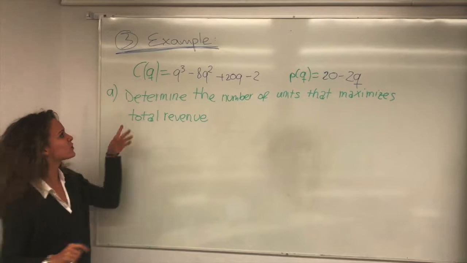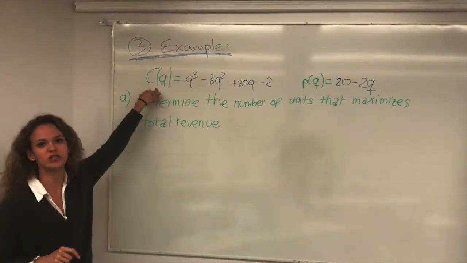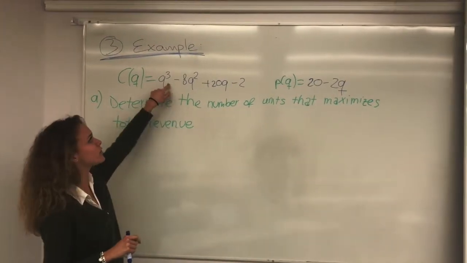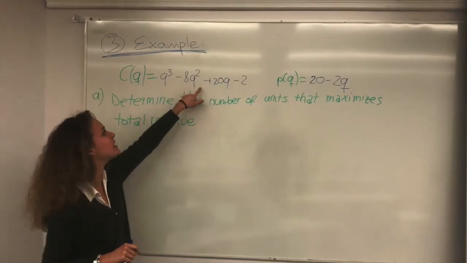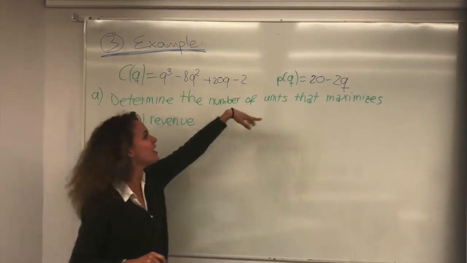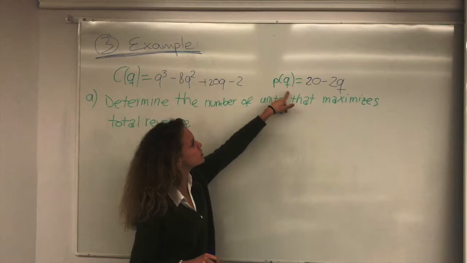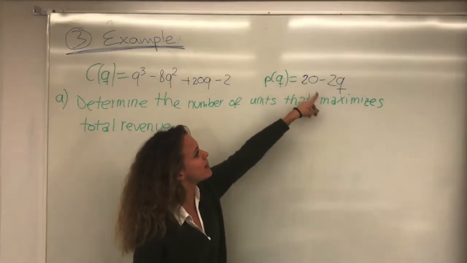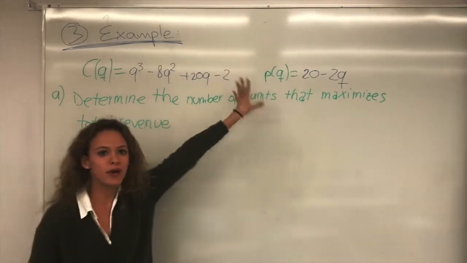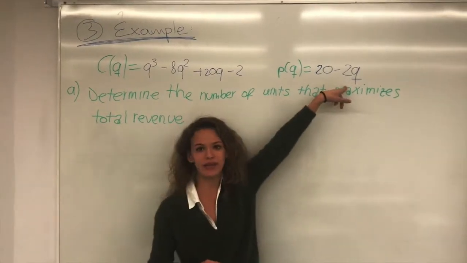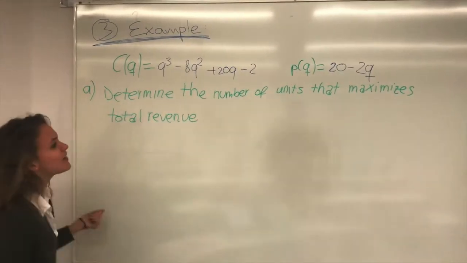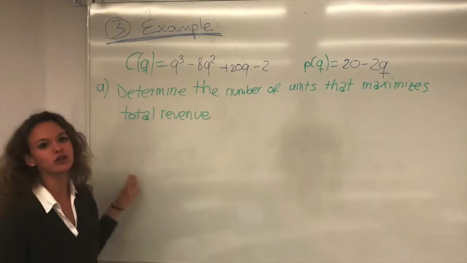Okay, so if we have two equations, C of Q, which is total cost, and is Q to the power of 3 minus 8Q squared plus 20Q minus 2, and then the price function, price of Q, which is 20 minus 2Q, which is the price per unit when Q units are being sold. So we want to find the number of units that maximize total revenue.